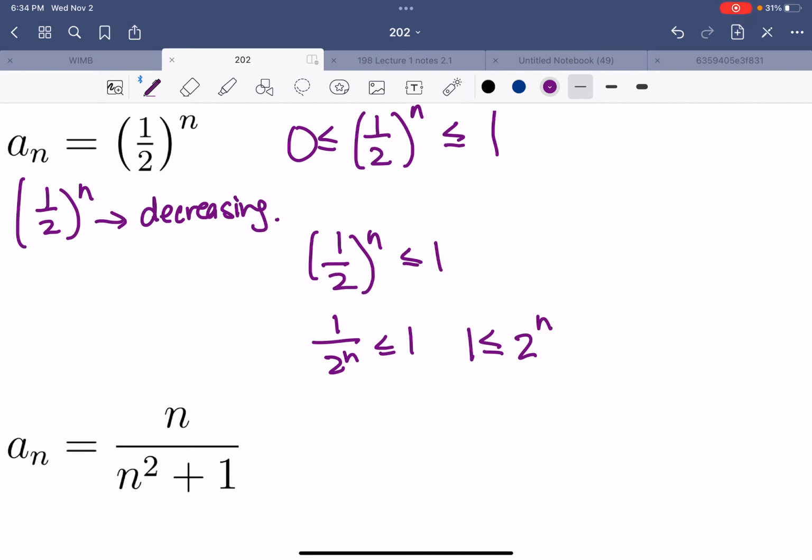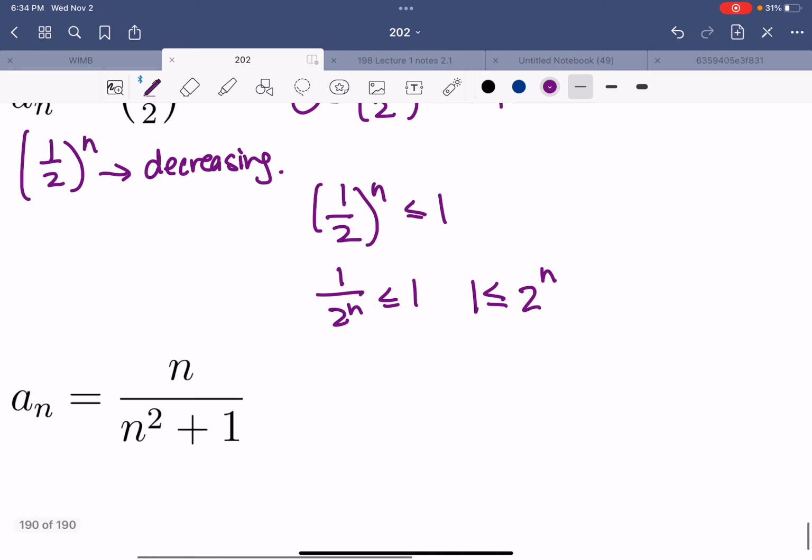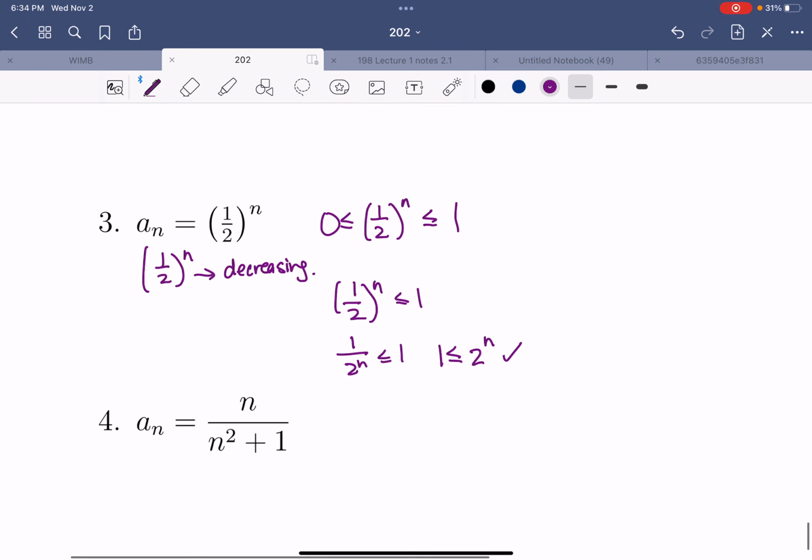So powers of 2 for n that are integers, as long as I'm above 0, because 0 will give me equal to 1, which is still true here. But then for all integers, as you take powers of 2, they get larger and larger. So that's always true. So you know that this is true, therefore it's bounded and monotonic, and therefore it's convergent.